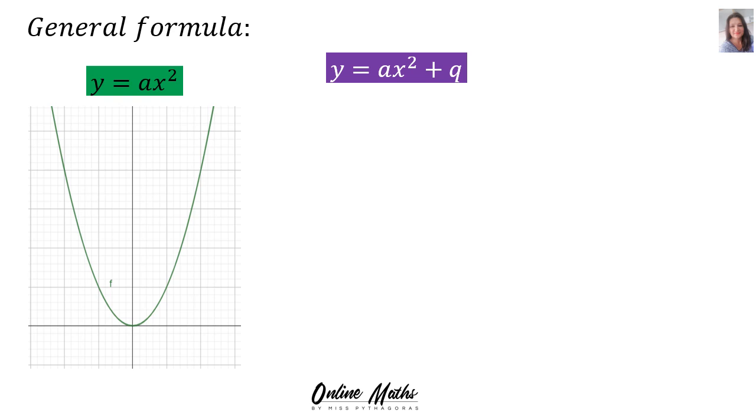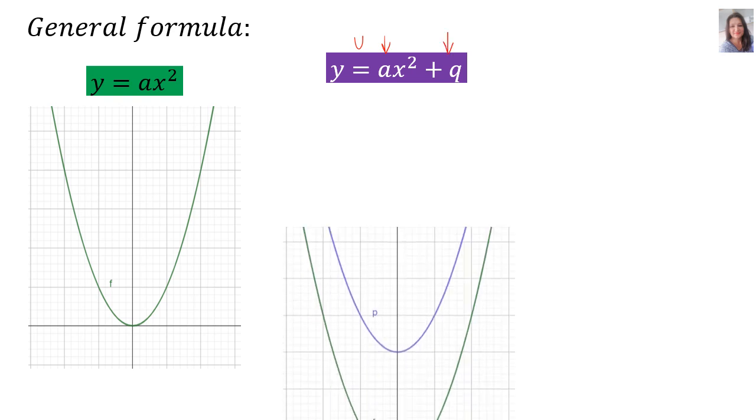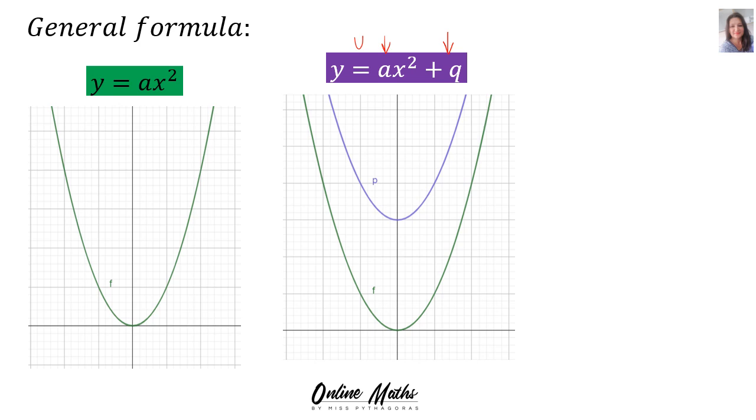plus q. Now what happens here is a is still positive, so your graph will still be concave up or smiling, and then the plus q, q's value, now suddenly makes the graph translate up or down. So it's a vertical translation up or down. So when q is positive, your graph shifts or translates upwards.